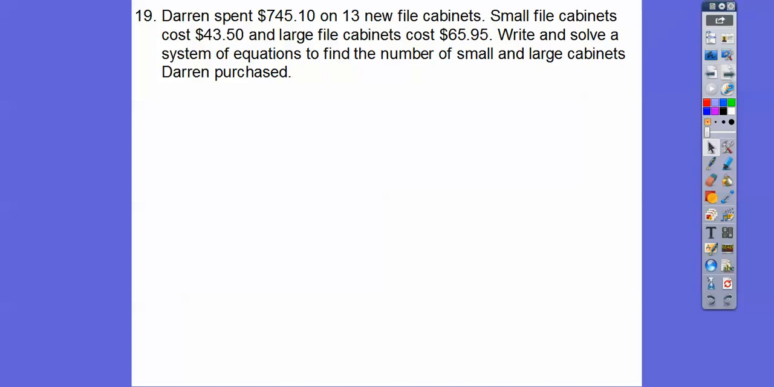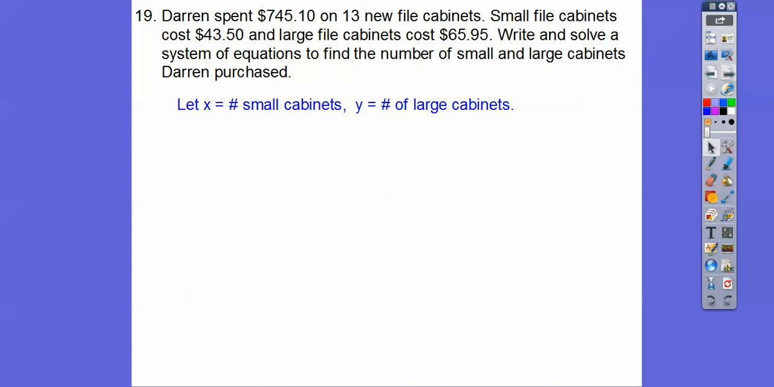Darren spent $745.10 on 13 new file cabinets. Small file cabinets cost $43.50, and large file cabinets cost $65.95. Write and solve a system of equations to find the number of small and large cabinets Darren purchased.